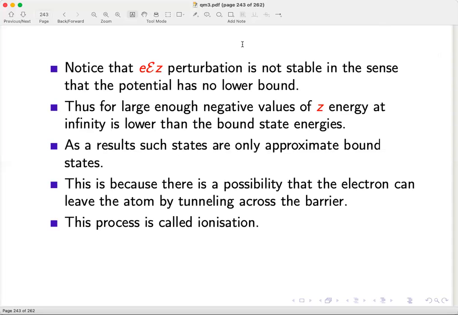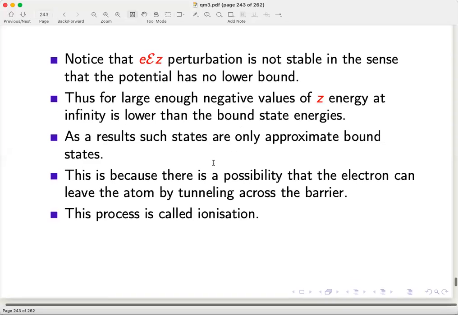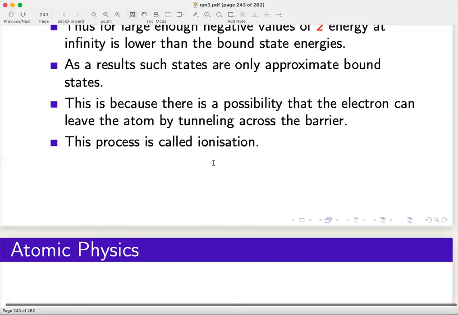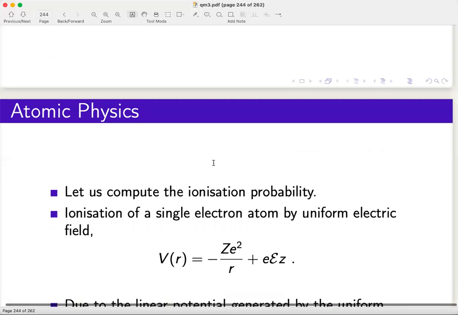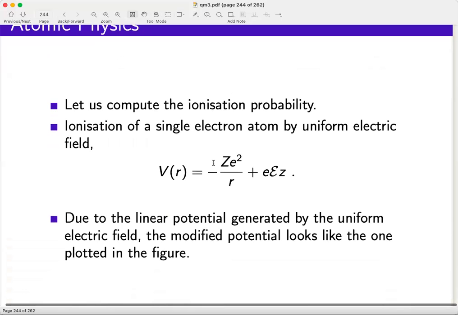So let's continue then. When one says that the bound states are unstable, that means the electron in that state could escape. But if an electron escapes from the bound state, then a neutral atom converts to an ion. A process of that kind is typically called ionization. So what we will do today is study this process of ionization. We want to compute the ionization probability.